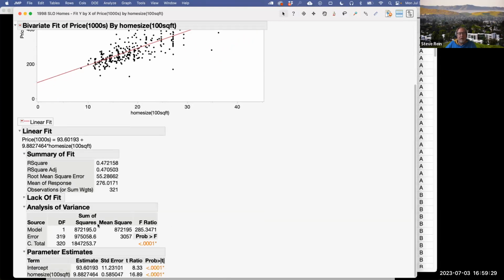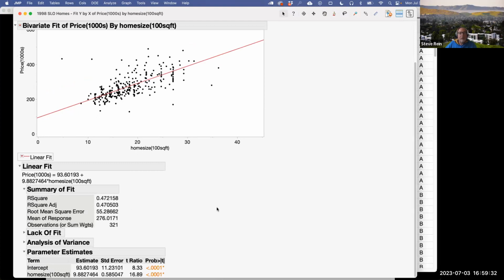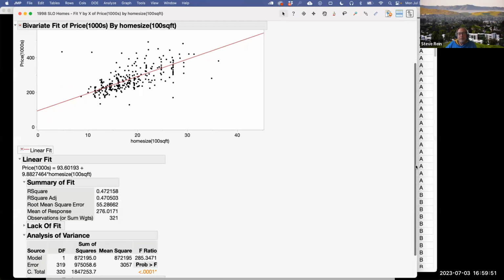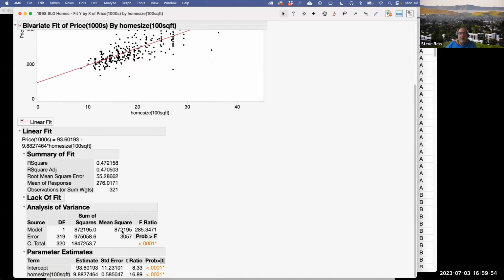And I'm going to sort of draw that down, maybe make that smaller. So the summary of the fit, we've got a couple numbers that you should pay attention to. One is the sample size, the number of data points, the number of observations, 321. The root mean square error, that's 55. Notice that in the ANOVA part, the mean square error, the square root of 3057, you might not remember that is exactly 55, but yes, it is. This root mean square error is a measure of vertical spread of the data around that trend line.